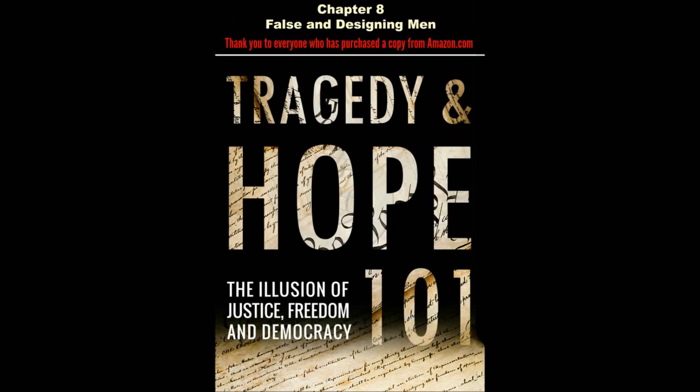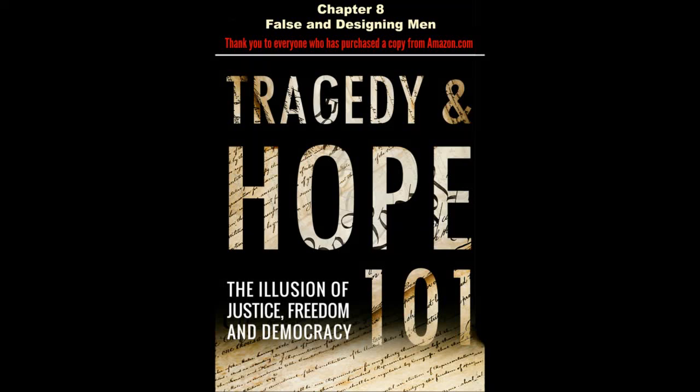Chapter 8: False and Designing Men. In the previous chapter, we touched on one of the more devious ways that leaders can manipulate the public. They choose to implement a dual policy. That is, a policy of publicly pretending to honor the will of the people while simultaneously doing everything possible to evade it. By any reasonable measure, dual policies constitute an egregious betrayal of democratic principles and public trust. They also reveal the deeply dishonest nature of the ruling class.